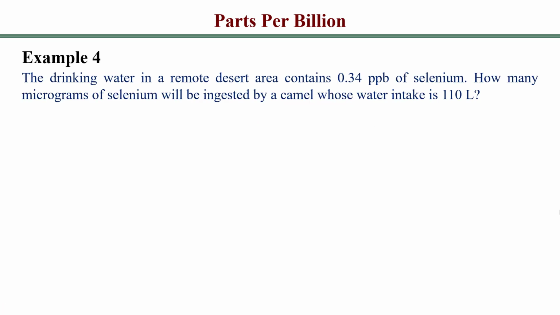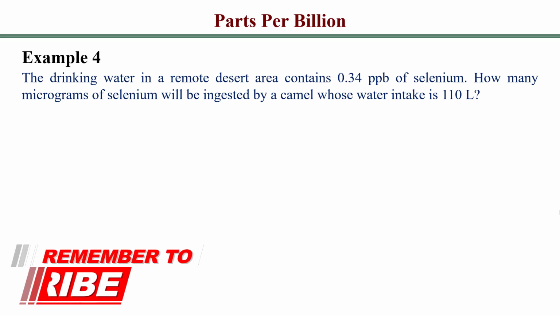So let's take a look at this question, which says that drinking water in a remote desert area contains 0.34 ppb of selenium. How many micrograms of selenium will be ingested by a camel whose water intake is 110 liters?